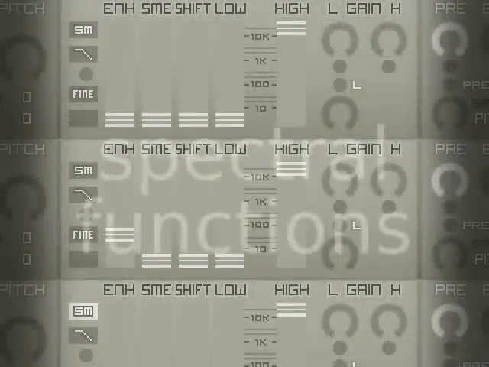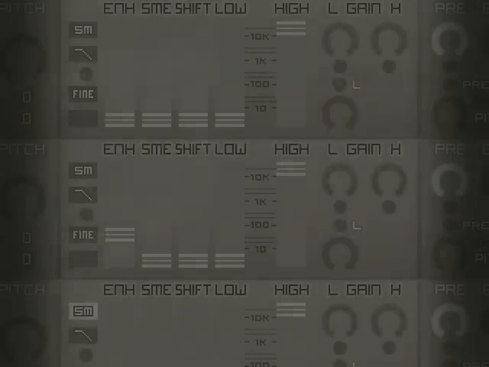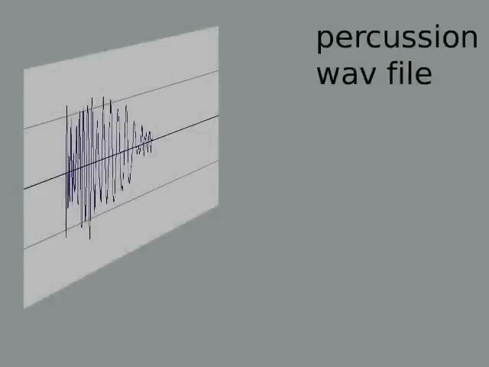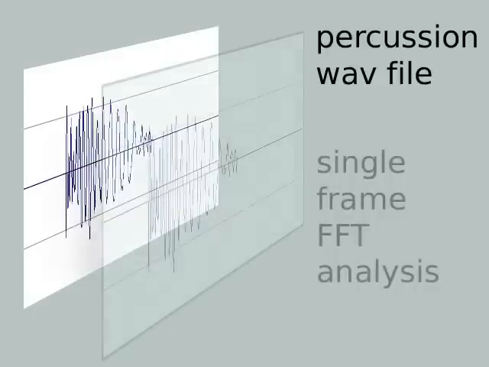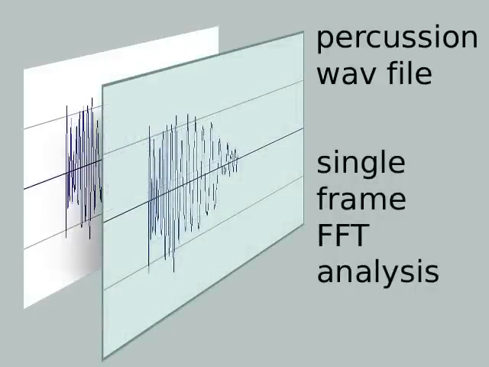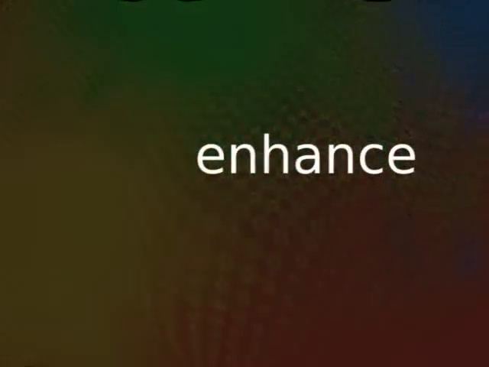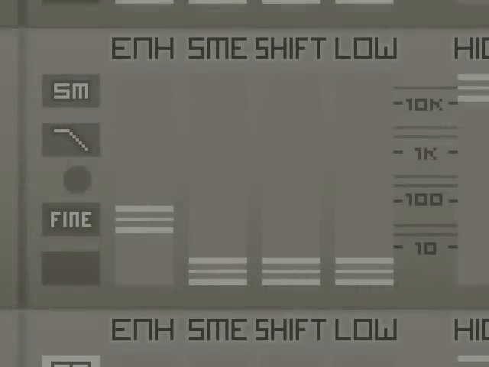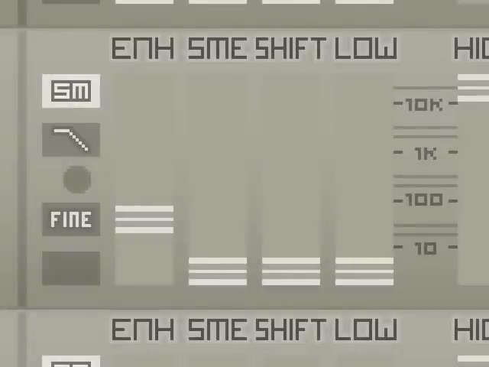VST spectral functions. Adze synthesizes percussion samples by performing a single frame FFT analysis for the length of the sample. This video introduces the spectral functions. Enhance raises the level of preexistent spectral content. The effect has a smoothing option.